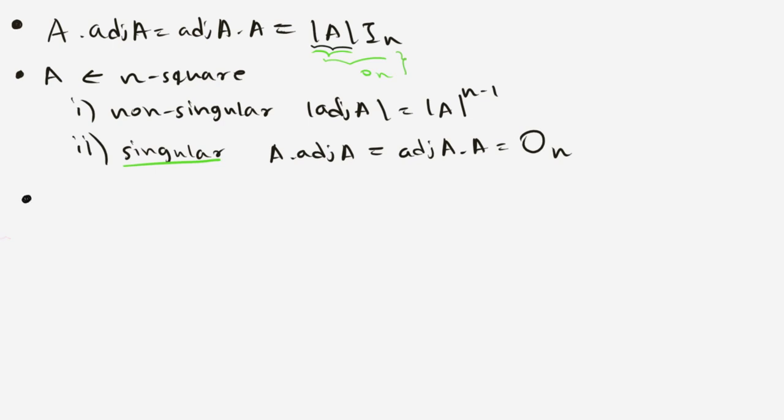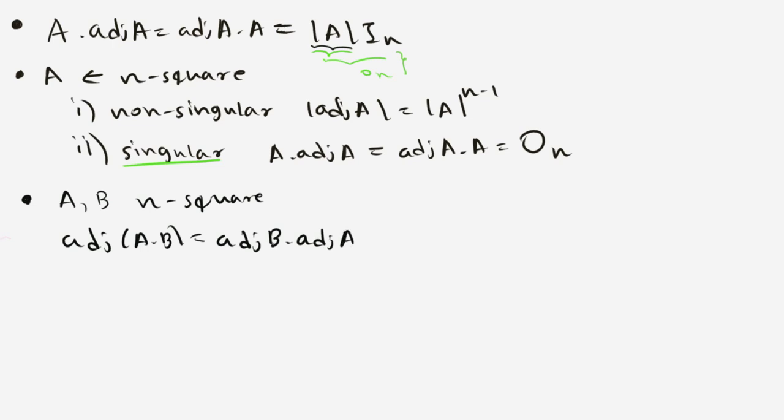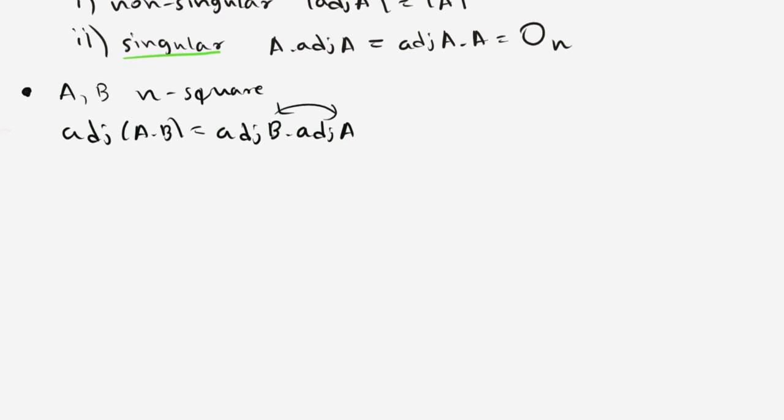And there is another theorem: suppose A and B are n by n matrices. If you want to find the adjoint of A B together, you can write it as adjoint of B dot adjoint of A. So the places are swapped: adjoint of B and adjoint of A. Those are some theorems you should understand about adjoint matrices.